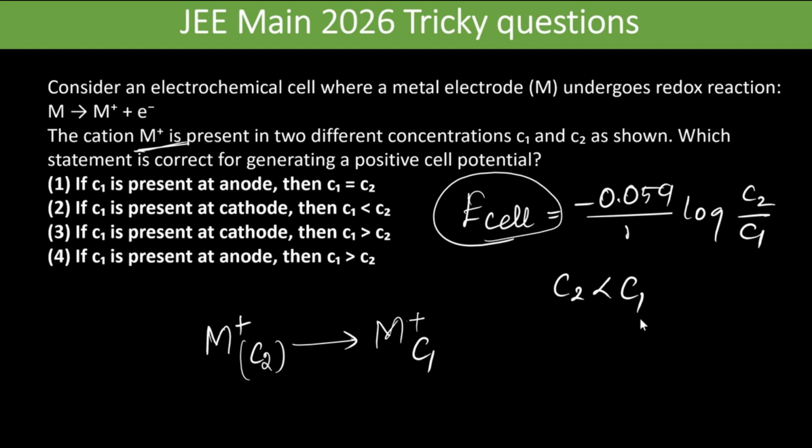So which of the following options obeys that? If C1 is at the cathode, or else if you are taking this one alone, C1 is present in the cathode, then C1 must be greater than C2, whether cathode or anode. So here we know C2 is becoming C1. So option 3 must be your answer.